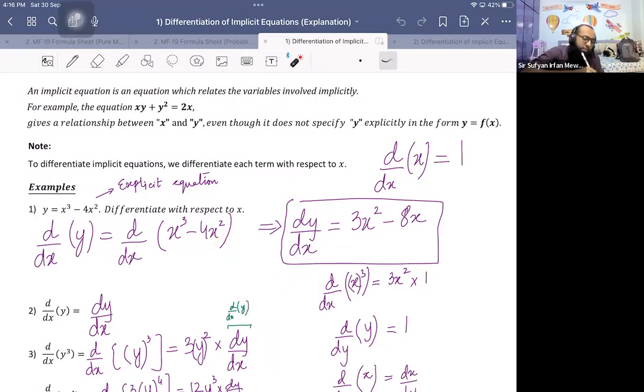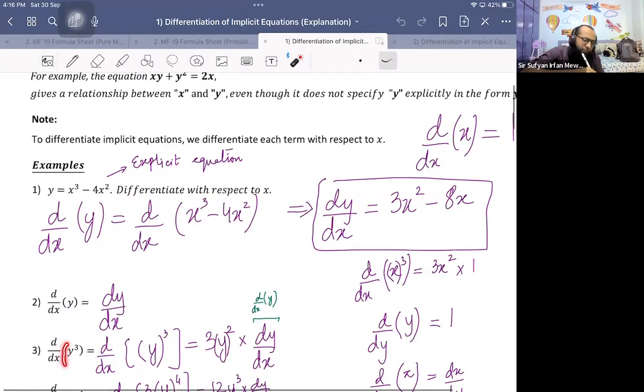So even if there is y cube involved, although y cannot be differentiated with respect to x, if we treat y as a function, then we can at least deal with the power, right? So let's deal with the power first and treat it like a composite function. Multiply the power, subtract the power by 1. I've written it like this: y whole cube. The first step, treat it like a composite function.